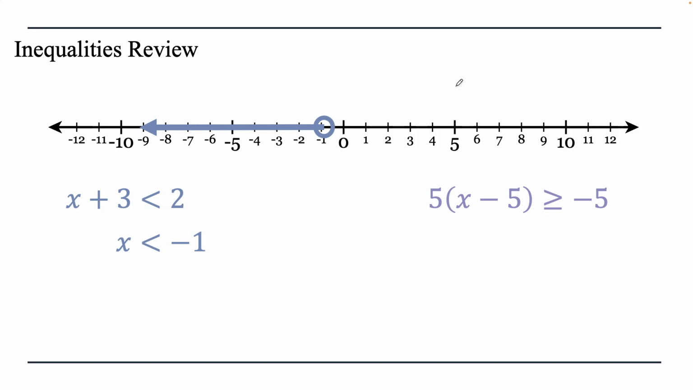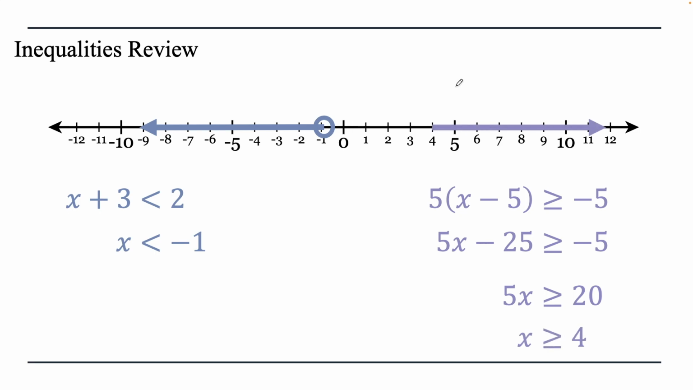All right, 5 times the quantity x minus 5 is greater than or equal to negative 5. So again, just treat it like a normal equation for right now. We're going to distribute that 5. We get 5x minus 25 greater than or equal to negative 5. I'm going to add 25 to both sides and divide by 5. So x is greater than or equal to 4.